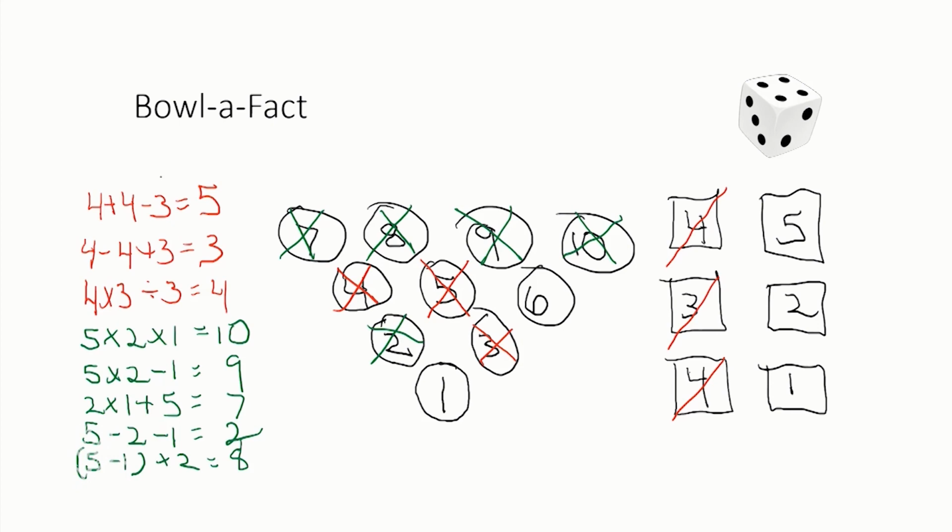Now my last number sentence here, I decided I was going to start with 5 minus 1. So I put those in parentheses because I know 5 minus 1 is 4. And then I multiplied that by 2. And that equals 8. So I was able to cross off all of the bowling pins except for 1 and 6. I wonder if you could find a number sentence that I didn't that would equal 1 or 6.